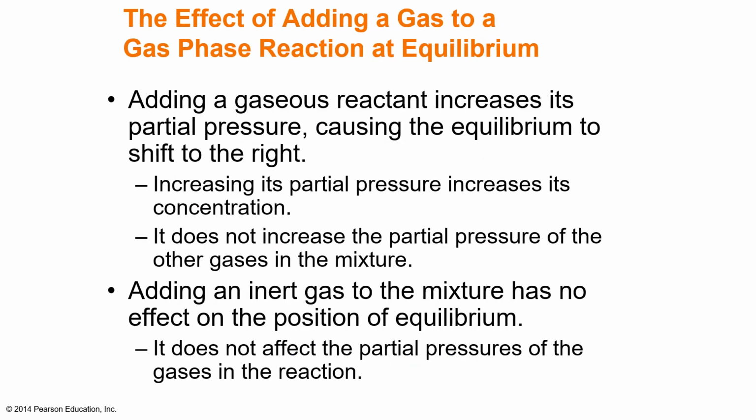If we have a reaction in the gas phase and we add gaseous reactants, this is going to increase the partial pressure of the reactants, causing our equilibrium to shift towards the products. It does increase the concentration, but it does not increase the partial pressures of the other gases, just the partial pressure of that particular reactant. Another case that we could have is if we're adding inert gas to the mixture, so something that's not participating in our chemical reaction. This has no effect on the position of equilibrium because it doesn't affect the partial pressures of any of the other gases in the reaction.